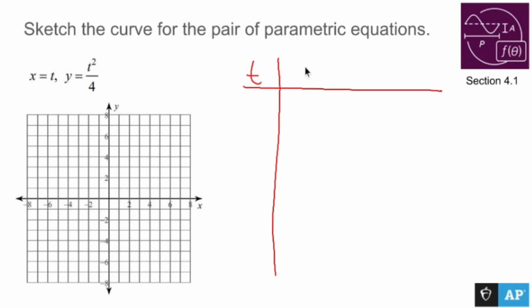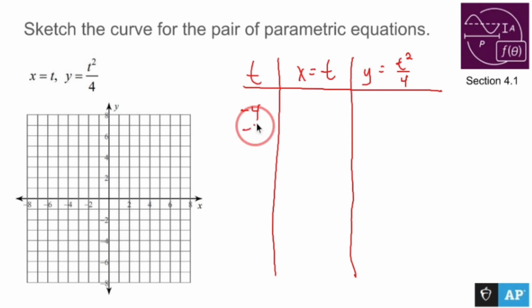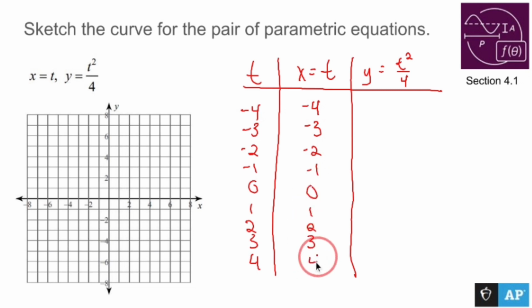Okay, and then our x value is going to be whatever t is, so that's nice. And our y value is going to be t squared over 4. And so we get some points that we can plot. Okay? So let's pick -4, -3, -2, -1, 0, 1, 2, 3, 4. Let's go with that. If x is t, then x is all of these. So -4, -3, -2, -1, 0, 1, 2, 3, 4.